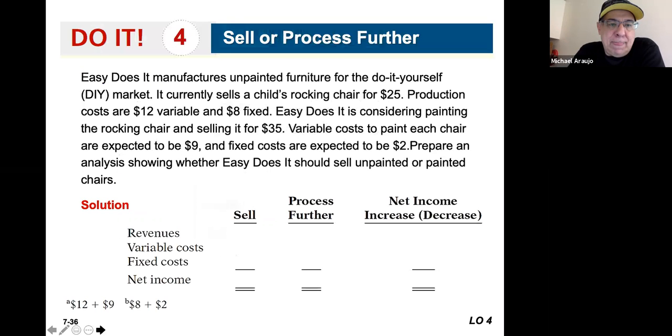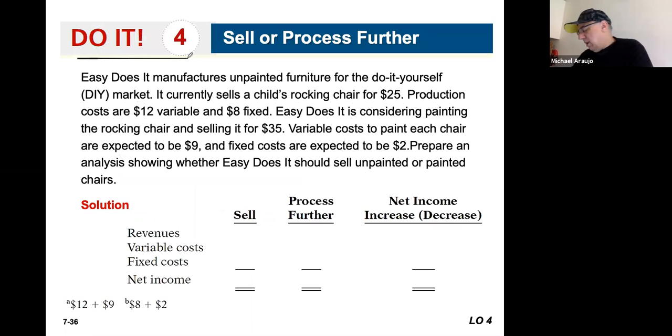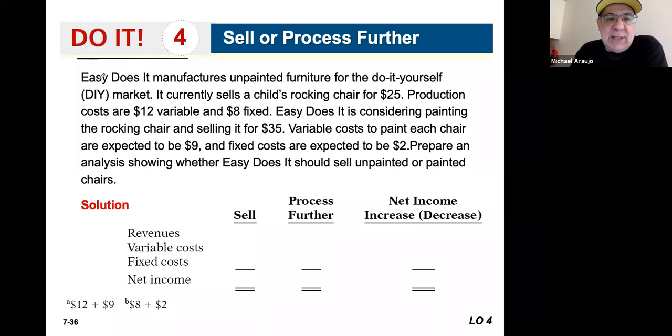All right, so the Do It exercise for learning objective 4 is in your book on page 286. So if you want to look at page 286, that's what we'll be doing.